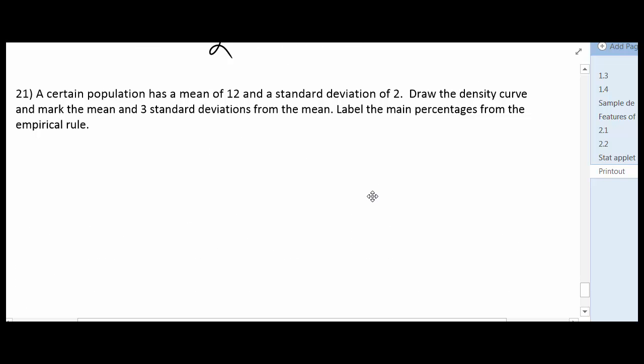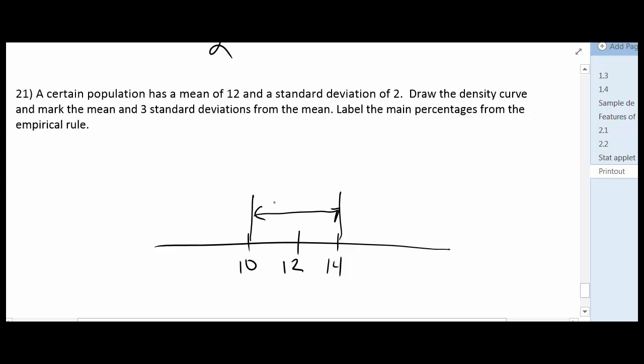All right, last but not least, a certain population has a mean of 12 and a standard deviation of 2. Draw the density curve and mark the mean and 3 standard deviations from the mean. Label percentages from the empirical rule. Okay, so it's kind of saying think of the normal curve and let's fill in what 1 standard deviation, 2 standard deviations, and 3 standard deviations are. So if I take 12 and add 2, I get 14, and subtract, I get 10. Okay, and this represents, in the empirical rule, 68.